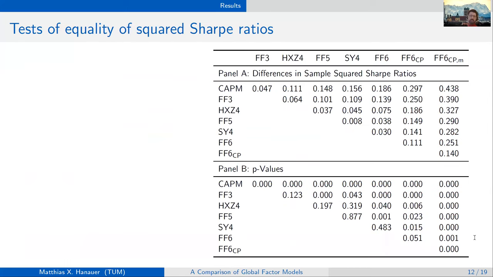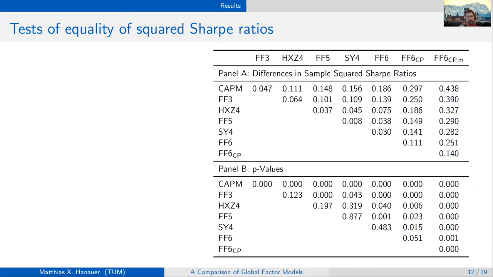And this is this table here. I don't want to bother you with all the technical details. This is also a methodology brought up by Barillas and Shanken, for how to compare the Sharpe ratios. You can create these Sharpe ratios with matrix algebra when you have the expected return vector and the covariance matrix. But then finding out whether they are significantly different is a different question.